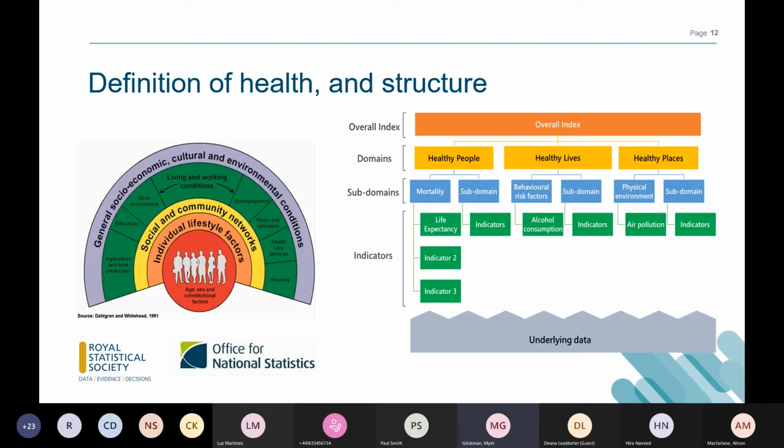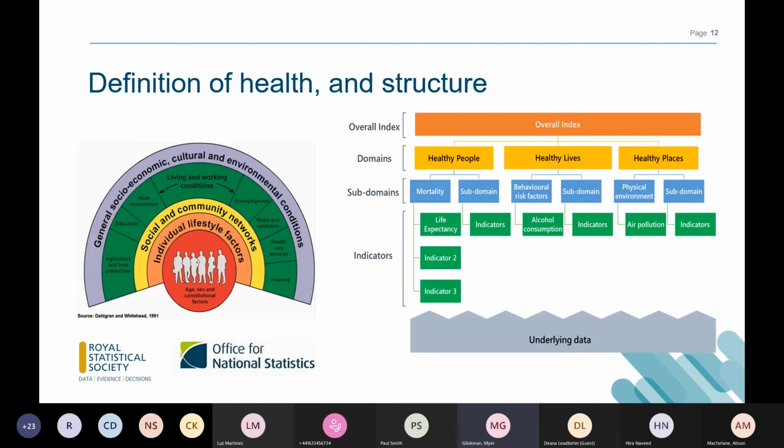The overview of the structure of the index, and Greg is going to illustrate this in practice. Firstly, the Dahlgren-Whitehead diagram that you all know, the concept of the wider determinants of health is absolutely central to what this is about. We're not just measuring health, we're measuring healthiness in a broad sense. So we're actually bringing all the wider determinants into the structure and the interpretation of the index.